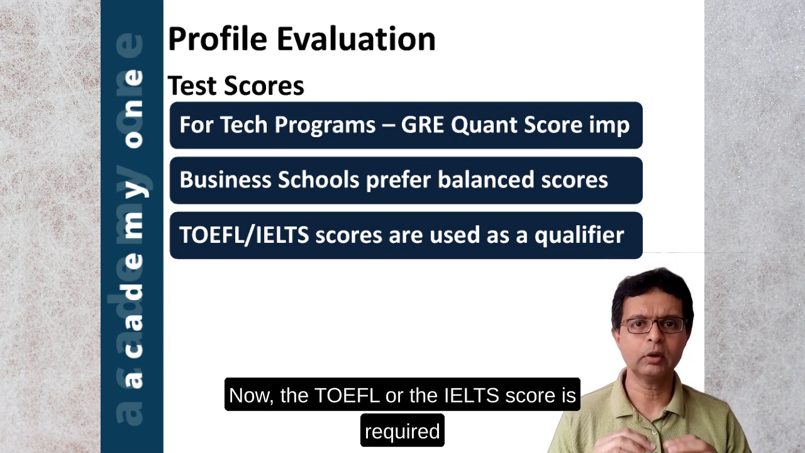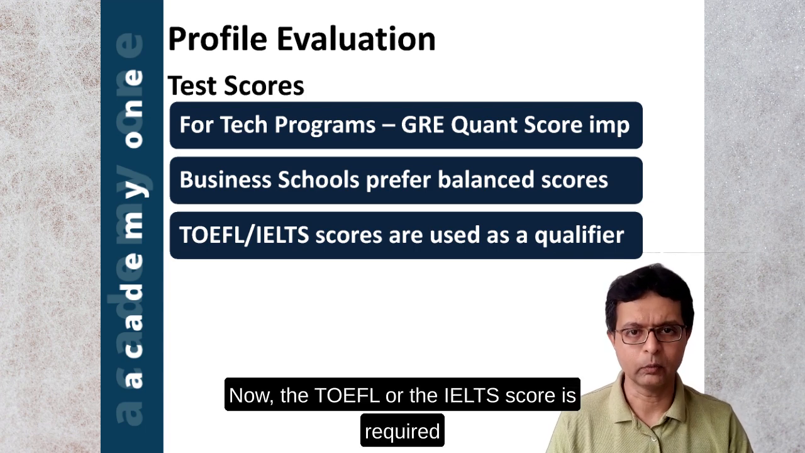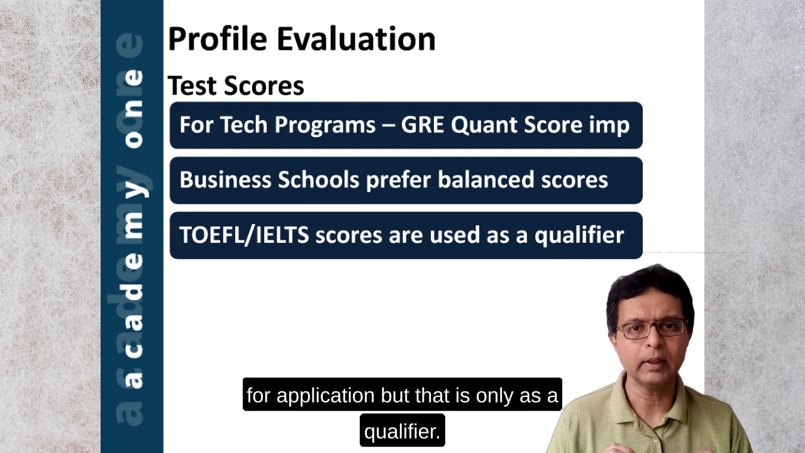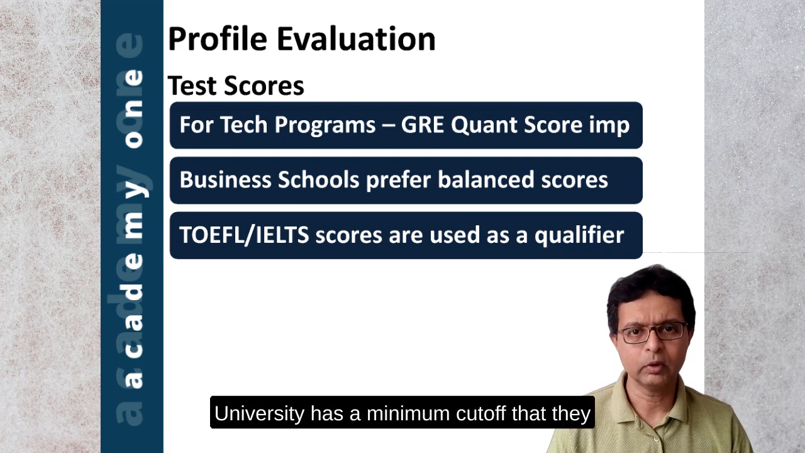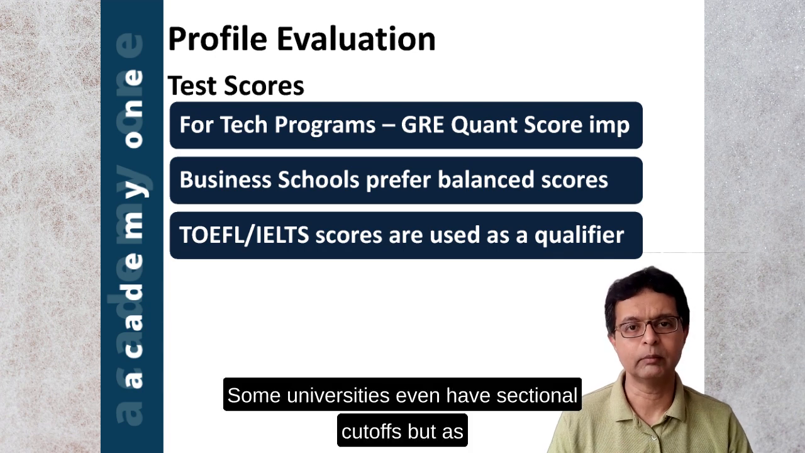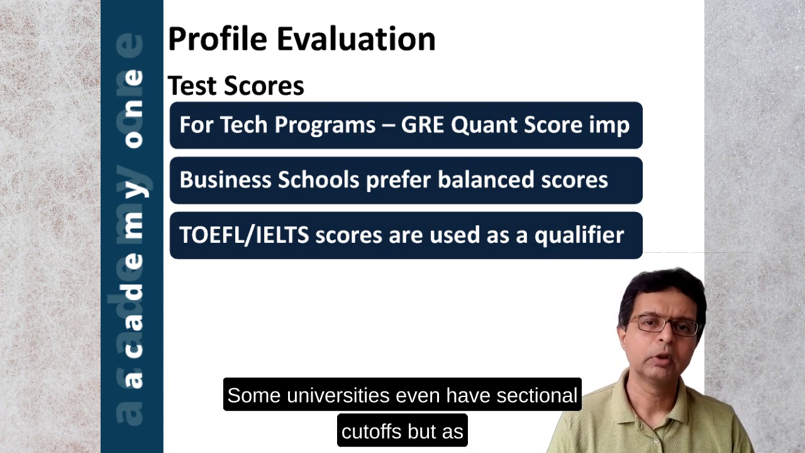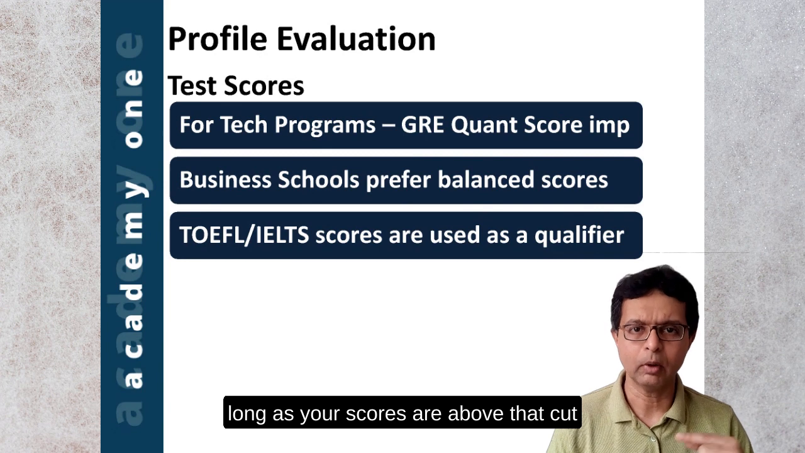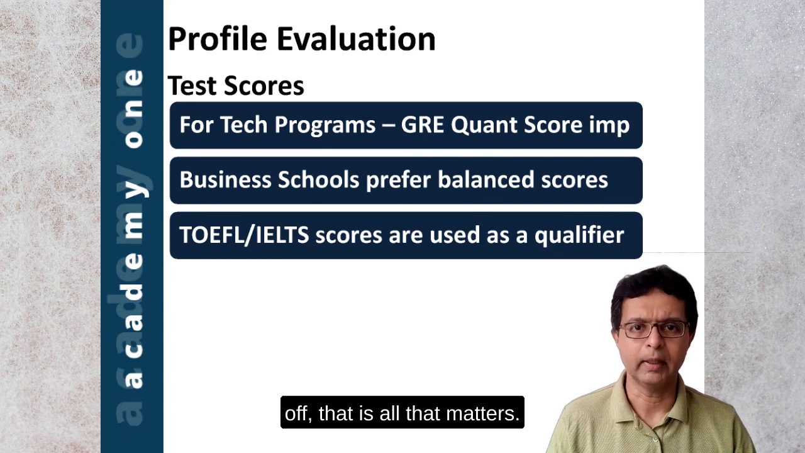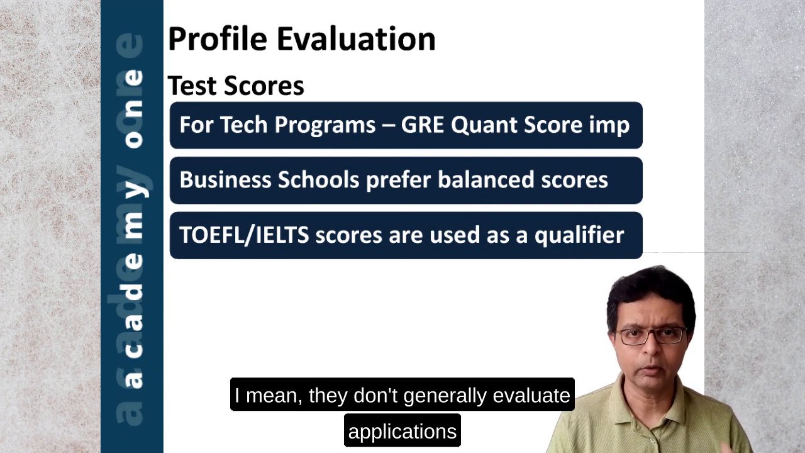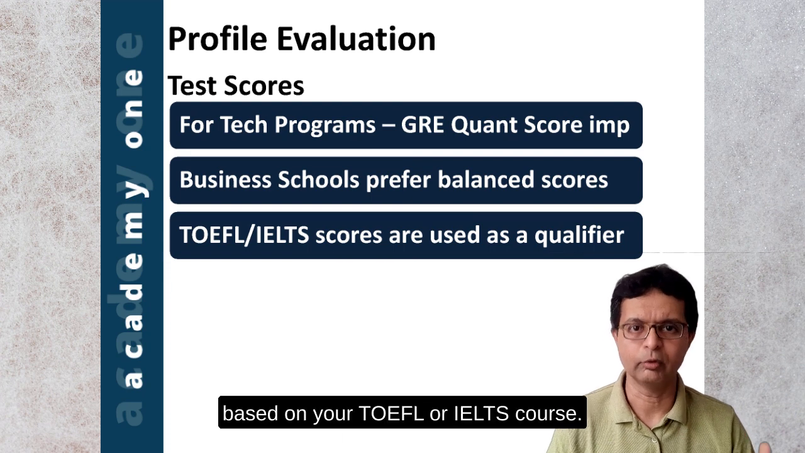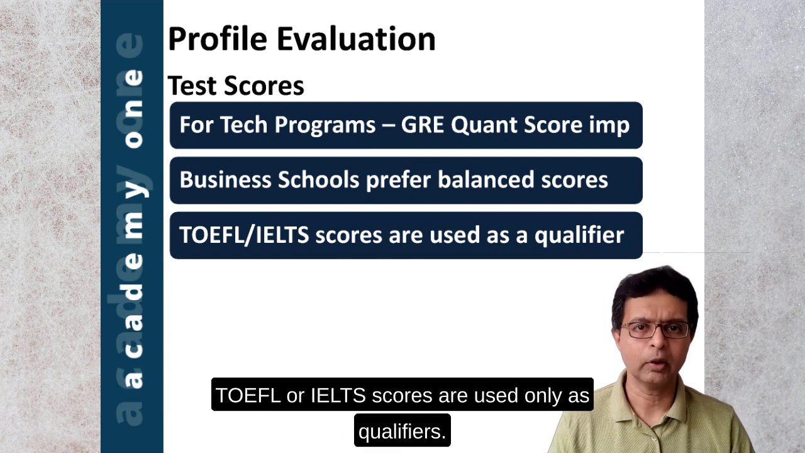Now the TOEFL or the IELTS score is required for application, but that is only as a qualifier. Every university has a minimum cutoff that they require for the TOEFL or IELTS. Some universities even have sectional cutoffs. But as long as your scores are above that cutoff, that is all that matters. I mean, they don't generally evaluate applications based on your TOEFL or IELTS scores. TOEFL or IELTS scores are used only as qualifiers.